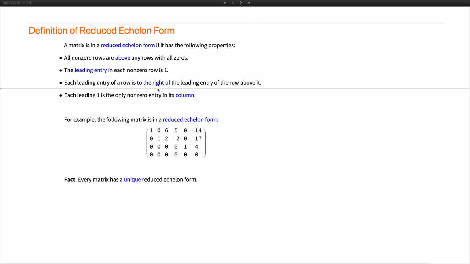That's where the word echelon comes from. It's like an orderly arrangement, like troops of soldiers in an army. And finally, you want each leading one to be the only non-zero entry in its column. So here's an example of a matrix that is in a reduced echelon form. You can see over here the zeros are all at the end, and then every row begins with a 1. And if you look at any column with a 1 in it, then that's the only non-zero entry. And the fact is that every matrix has a unique reduced echelon form, which can be found using RowReduce.